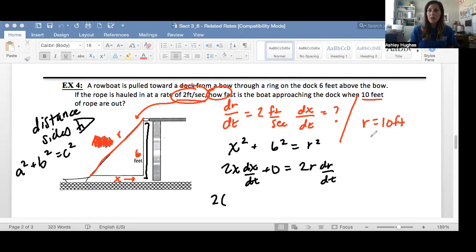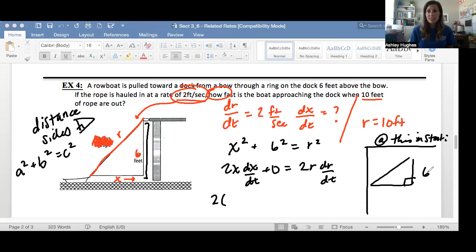So x right now, we don't know x. Sometimes that happens and you have to do an extra step. I like to make what's called an at this instant box. Think about it as a snapshot in time. At this instant, this is 6 and this is 10. So what is this side? You can use the Pythagorean theorem to solve, or you can know that this is a 3, 4, 5 triangle. This is just 3 times 2, and this is 5 times 2, so this is 4 times 2, which would be 8. So our missing side is 8.